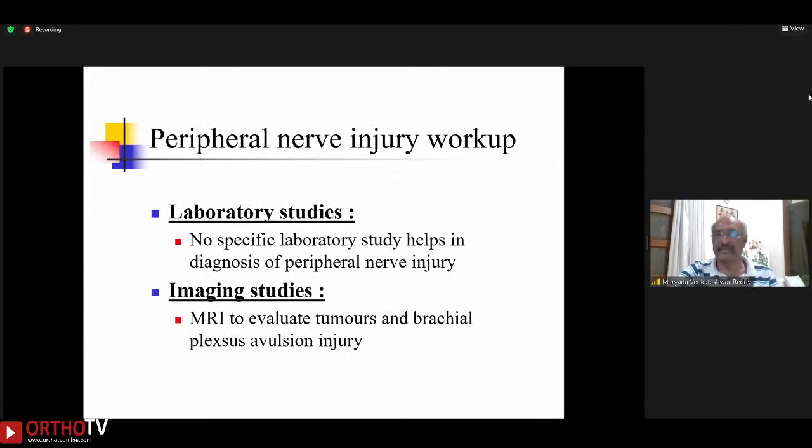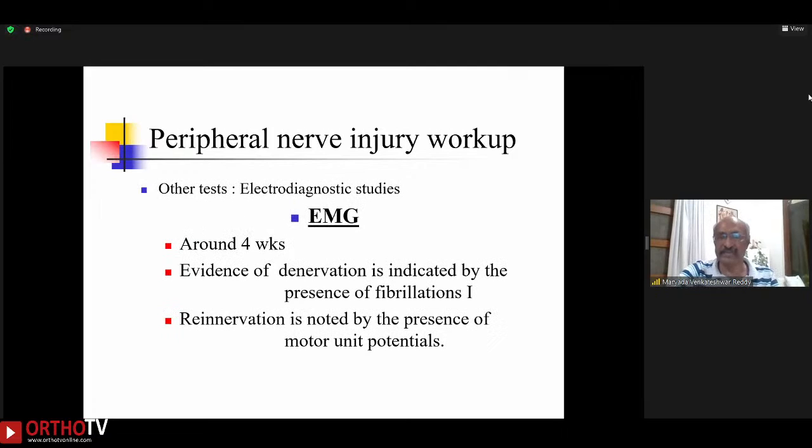So most of the times the discussion starts with investigations. What students need to understand is there's no specific laboratory investigation which helps us. When we ask investigations, a lot of students start with CBP and ESR. Please don't answer that, because CBP and ESR is for surgery, not for knowing the recovery of the nerve. Imaging studies, again, there are no imaging studies which help in nerve lesions except for brachial plexus. The only thing which helps is EMG.